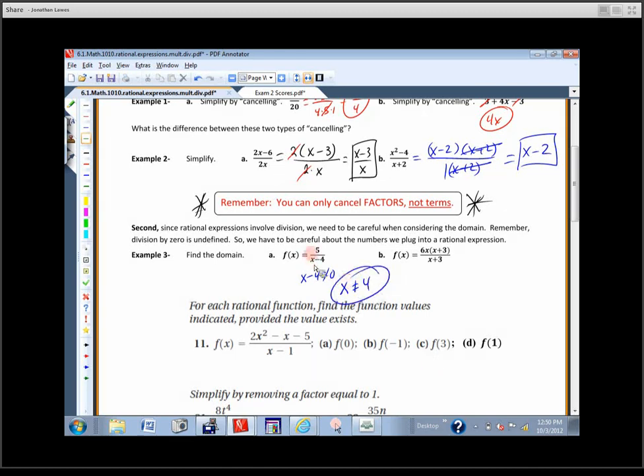Because look, if you plug a 4 in, what's the bottom? It's a 0. Okay? And that's not allowed. Okay, let's take a look at this one because this is kind of an interesting example.